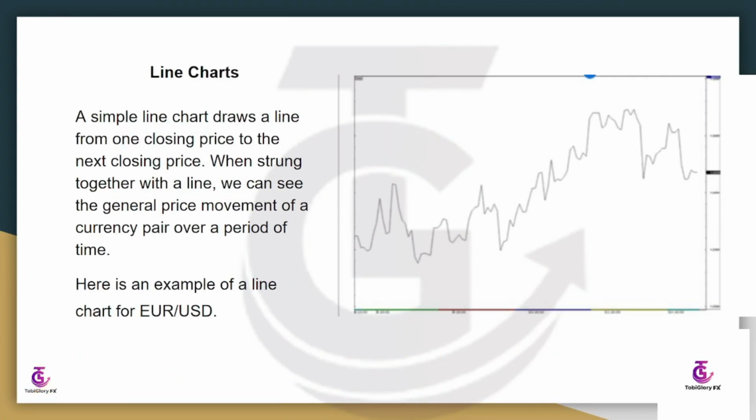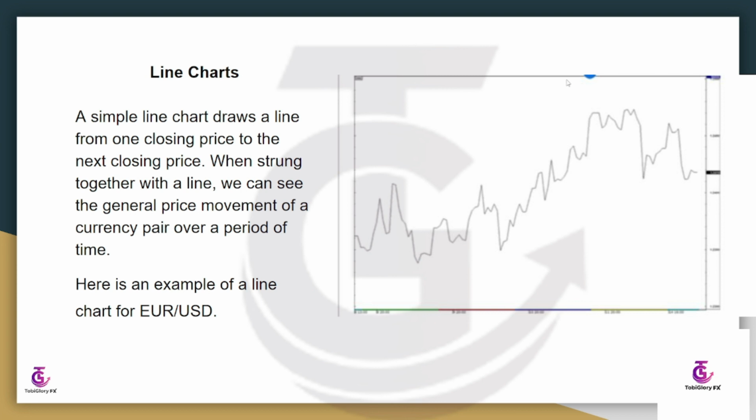Line charts. A simple line chart draws a line from one closing price to the next closing price. When strung together with a line, we can see the general price movement of a currency pair over a period of time. Here is an example of a line chart for Euro USD. Look at this diagram very carefully.